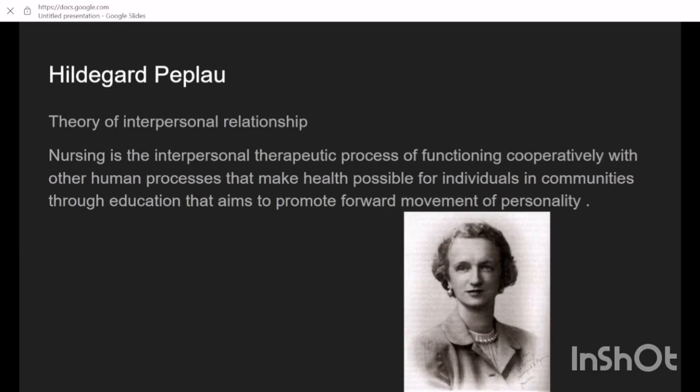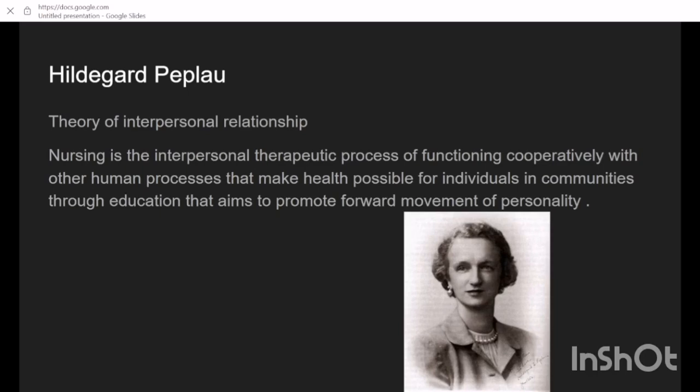Hildegard Peplau, Theory of Interpersonal Relations. Nursing is the interpersonal therapeutic process of functioning cooperatively with other human processes that make health possible for individuals in communities through education that aims to promote forward movement of personality.